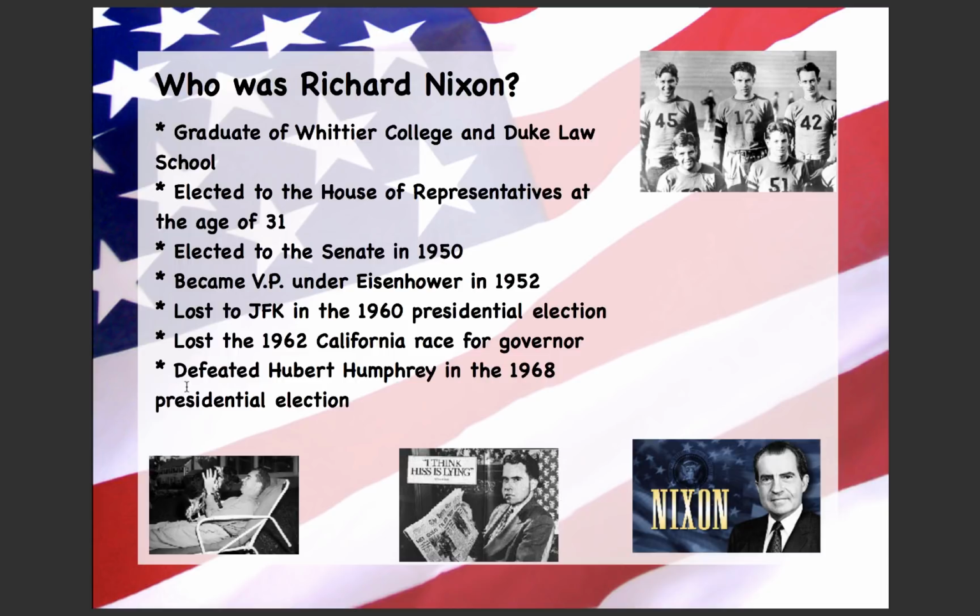He was a member of a group called HUAC, the House Un-American Activities Committee, which was a committee that was investigating spies during the Cold War who were working for the Russians. Probably the most well-known was Alger Hiss, who he was able to convince the country that he was working for the Russians. Then in 1950, he became a senator from California, and he defeated Helen Douglas.